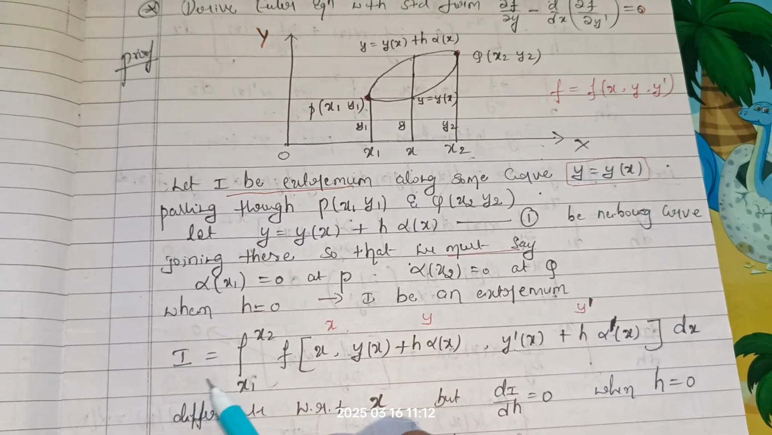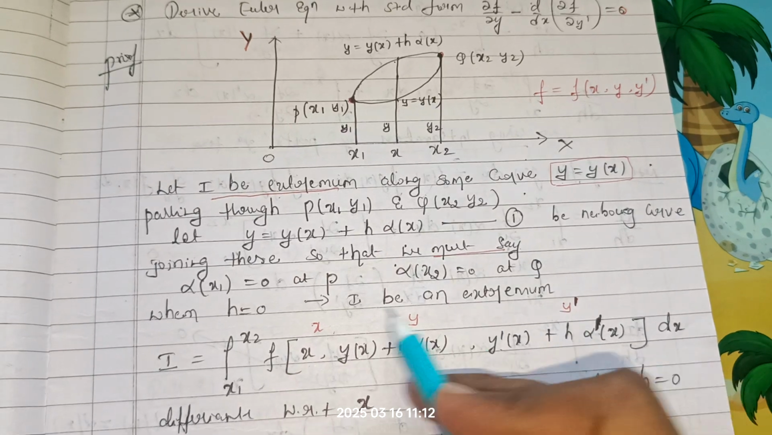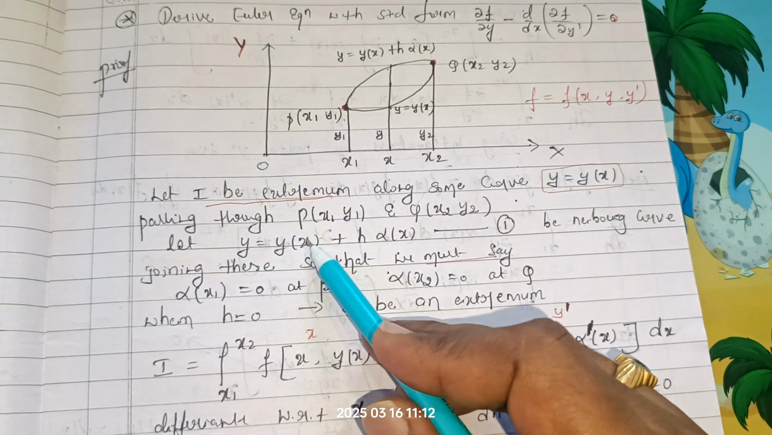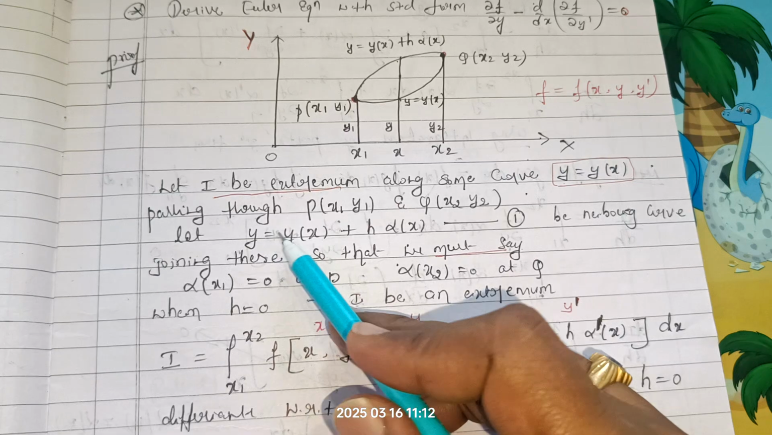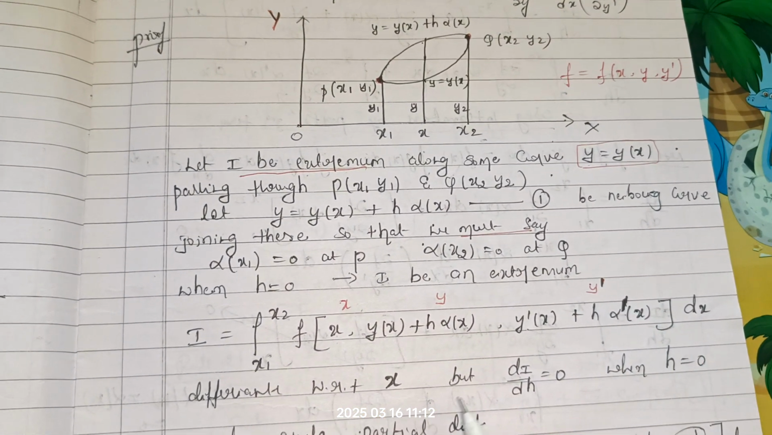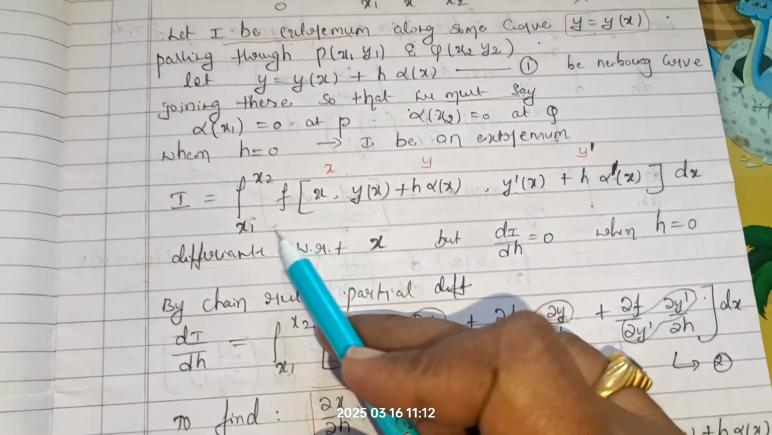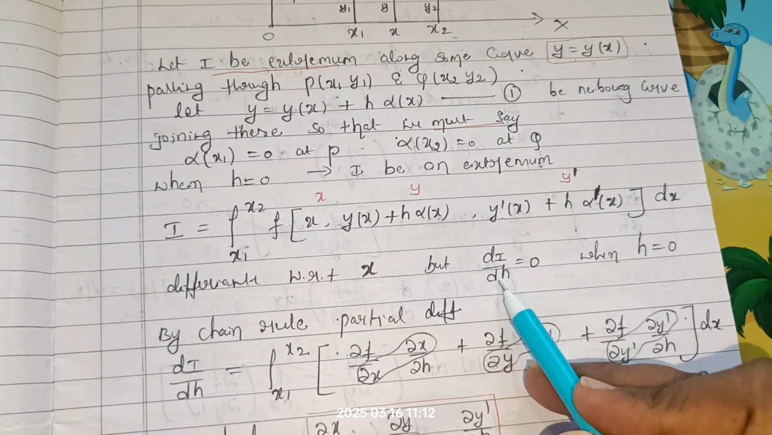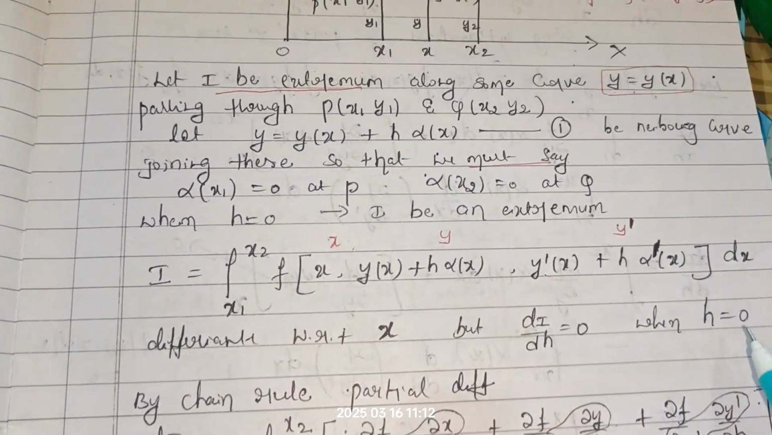So we should find I equals the integral from x1 to x2 of f of the function x, y and y'. For x we write x, for y we write y(x) plus h into alpha(x), and for y' we put y' plus h into alpha'(x), into dx. So it is a function f of this function dx. We should differentiate this equation with respect to h. Here dI/dh equals 0 when h is 0.